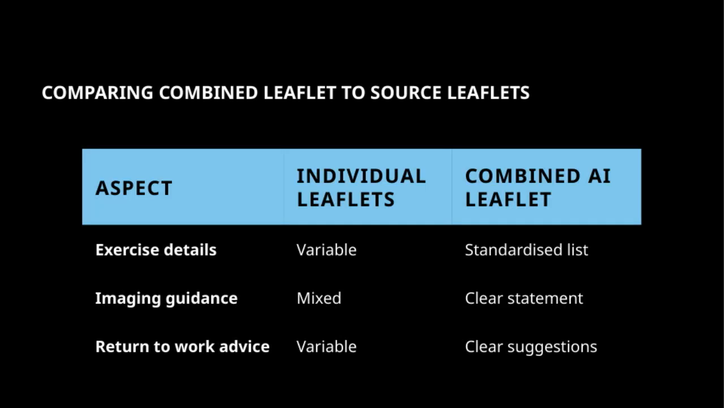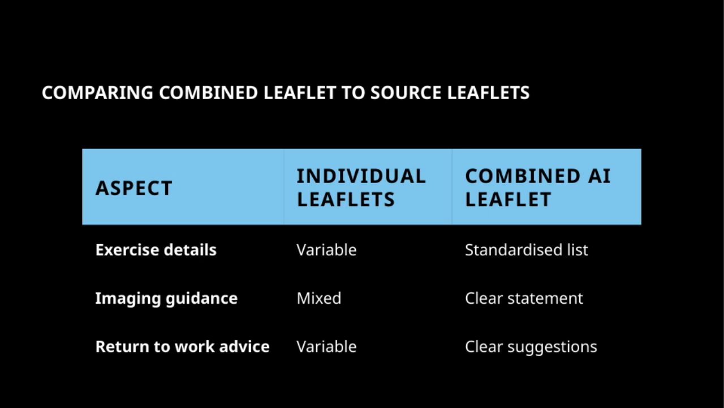Now, let's take a look at how the combined AI leaflet compares to the source leaflets across these different aspects. First, when it comes to exercise details, you'll notice that the individual leaflets tend to have variable information. This means that the guidance can differ quite a bit from one leaflet to another. In contrast, the combined AI leaflet provides a standardized list, which helps ensure consistency and clarity for users. Moving on to imaging guidance, the source leaflets often give mixed messages or vague instructions. But with the combined AI leaflet, there's a clear statement, making it much easier for patients to understand what they need to do regarding imaging.